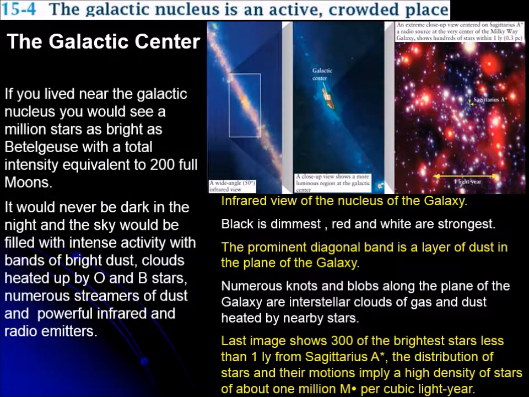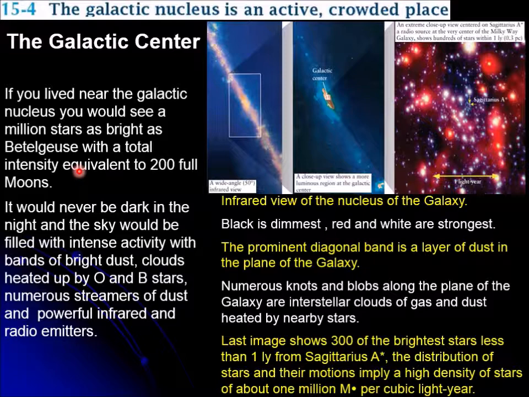That was 15.3. Now 15.4 tells you a little bit about the nucleus. Now that we know where it is, thanks to the globular clusters, we can look at some of the properties. Turns out that the galactic nucleus is an extremely busy region that has a lot of activity and a lot of light. And if we lived near the nucleus of the galaxy, then we would have so many stars nearby that they would be so bright, it would be equivalent to 100 full moons, which is basically daylight, daytime light. It would be hard to fall asleep. It would never be dark.